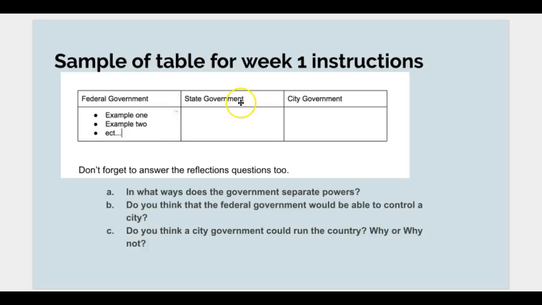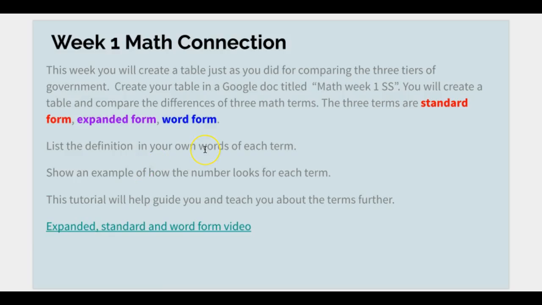The next slide is that sample of the table that I told you. So this is what you're creating in your Google Doc, the 3 by 2 table. And so you've got your 2 and then 3 across. And then your reflection questions are there.